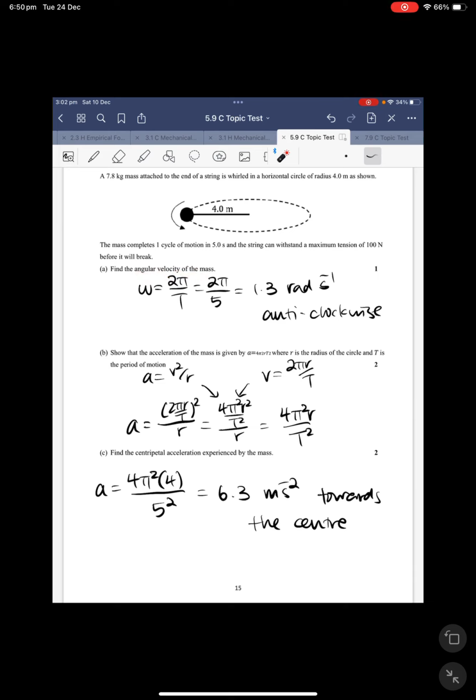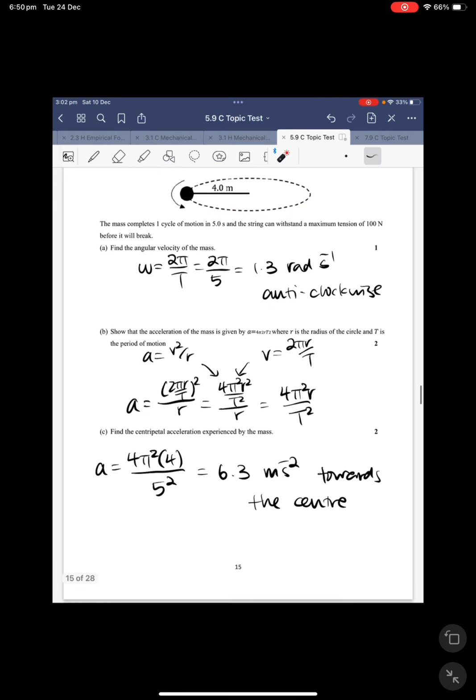Okay, so we want to find the angular velocity of the mass. All we have to do is recall the formula for angular velocity, which is 2 pi on T, where T is the period, and that's because the angular velocity is just the angular displacement, which is 2 pi radians divided by the time it takes to complete that full revolution, right? And so that's 2 pi divided by 5, which is 1.3 radians per second, and it's going anti-clockwise, as you can see on the diagram.